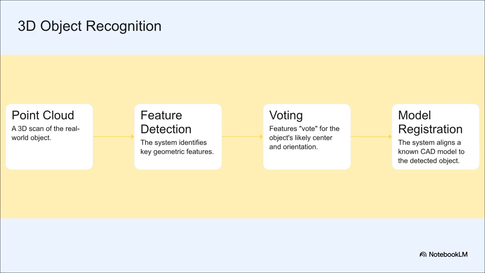So imagine a 3D scanner just gives you this messy cloud of data points that represent, say, a coffee mug. The system's first job is to find key geometric features in all that chaos. Then, and this is the cool part, each of those little features gets to vote on where it thinks the center of the mug is. By figuring out where all the votes are clustered, the system can make a really good guess about the mug's position, and then snap a perfect 3D model right onto it.